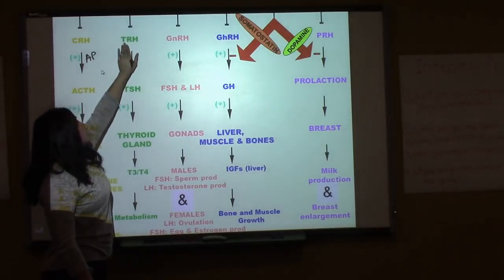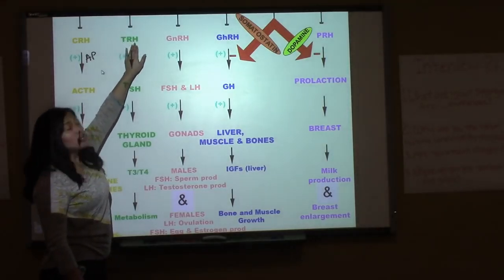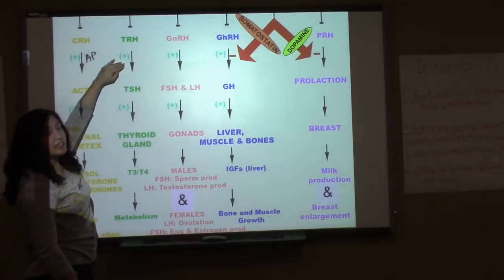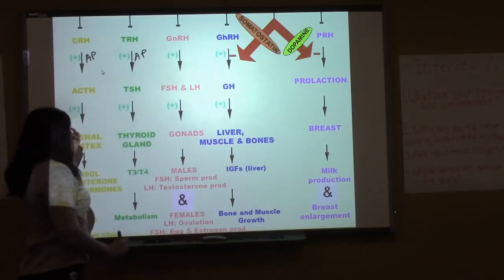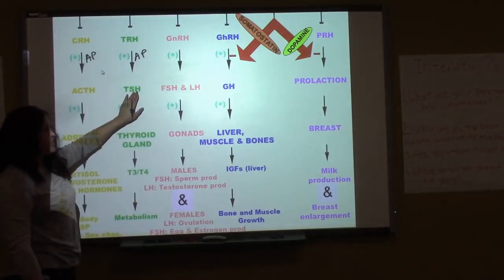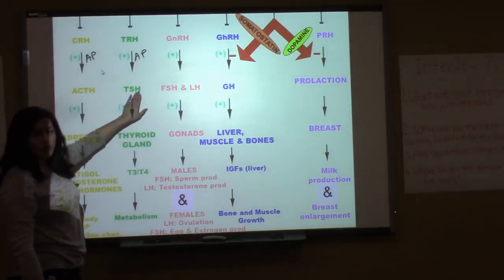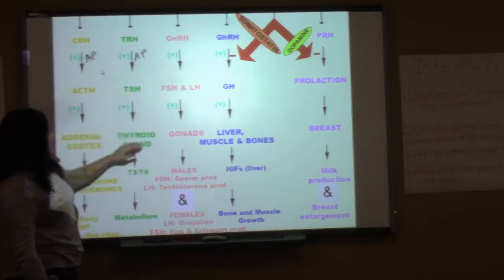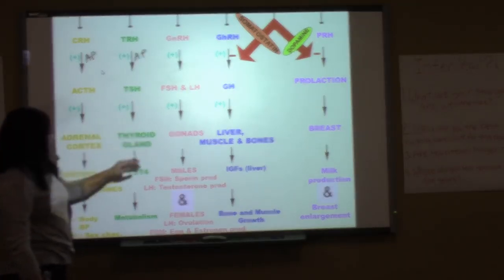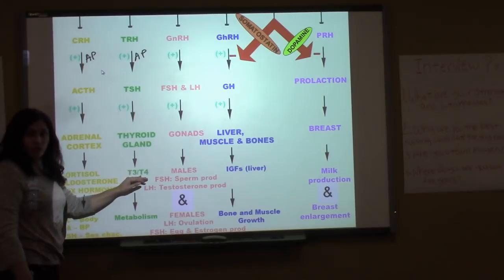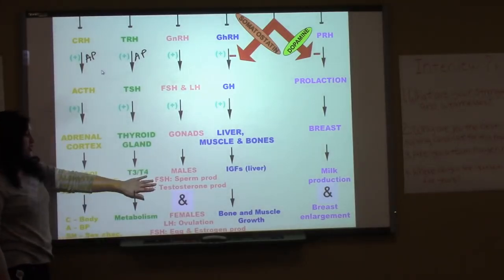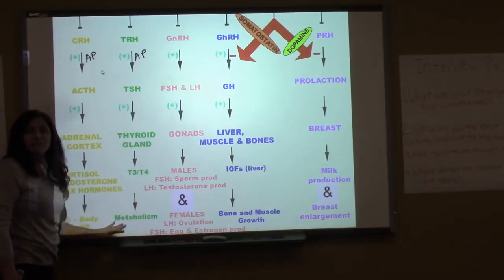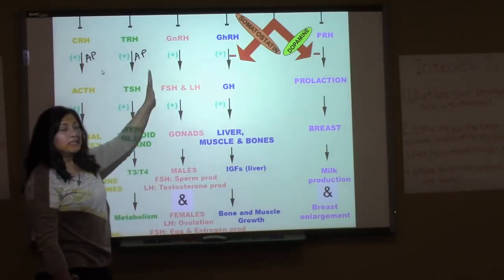The hypothalamus will release TRH, thyroid releasing hormone. TRH will stimulate the anterior pituitary to release a hormone called TSH, thyroid stimulating hormone. TSH will now stimulate the thyroid gland. In turn, the thyroid gland releases T3, T4, thyroxine and triiodothyronine. What is the function of T3, T4? Basically, it's for metabolism.